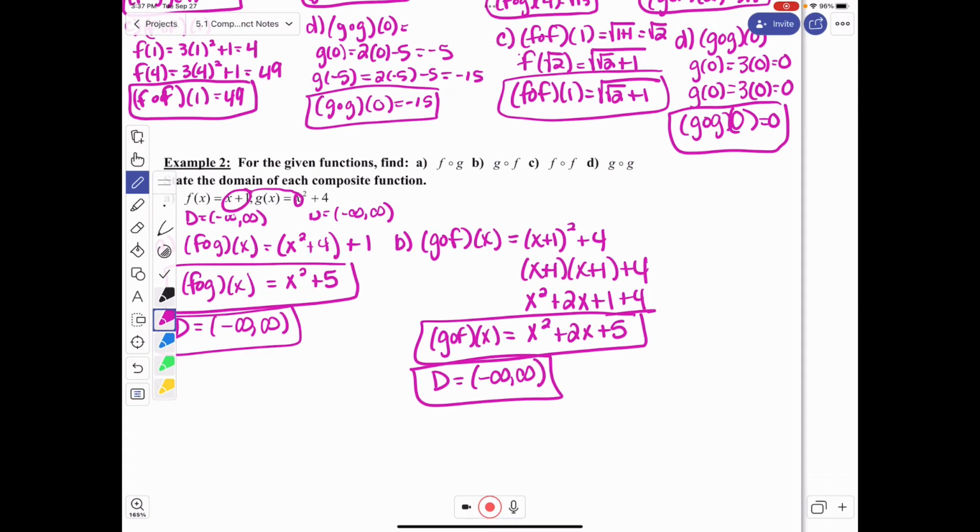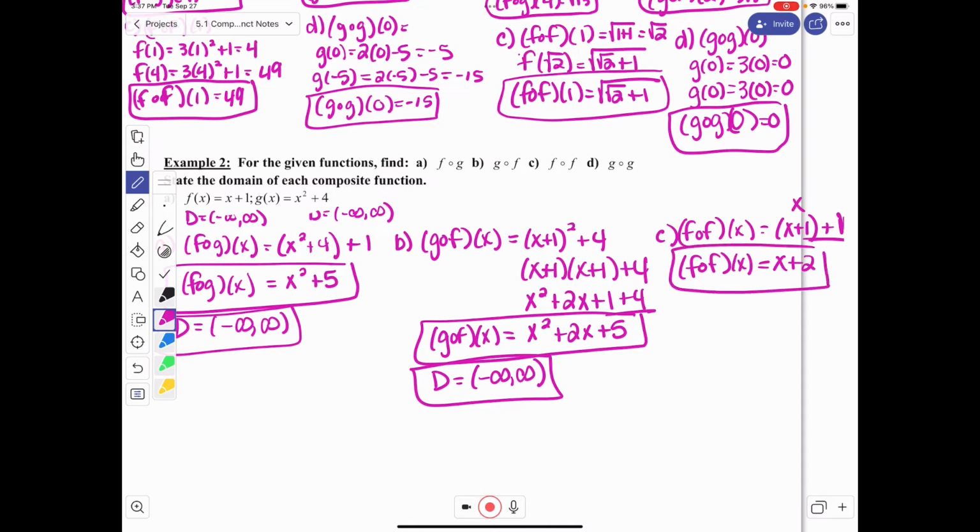All right, when I look at C, I'm doing f of f of x. So I'm plugging f of x into itself. So I'm taking x plus 1 and plugging it into x plus 1. So I have x plus 1, plugging it where that x was, plus 1. Okay, so here are my like terms, so that's going to be x plus 2. So that was pretty simple. And again, no fractions or radicals, so my domain is negative infinity to infinity.